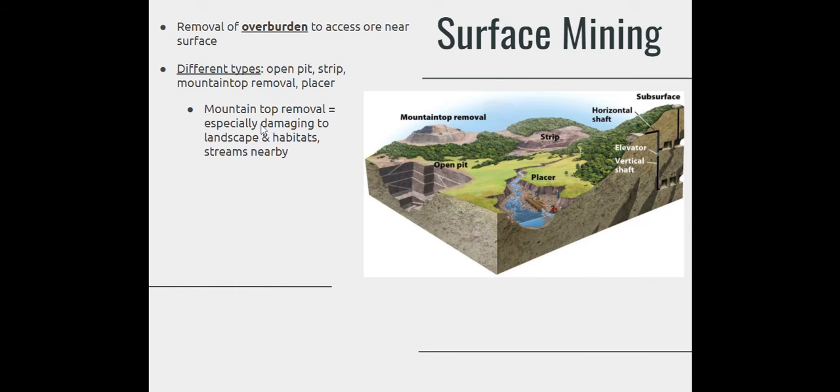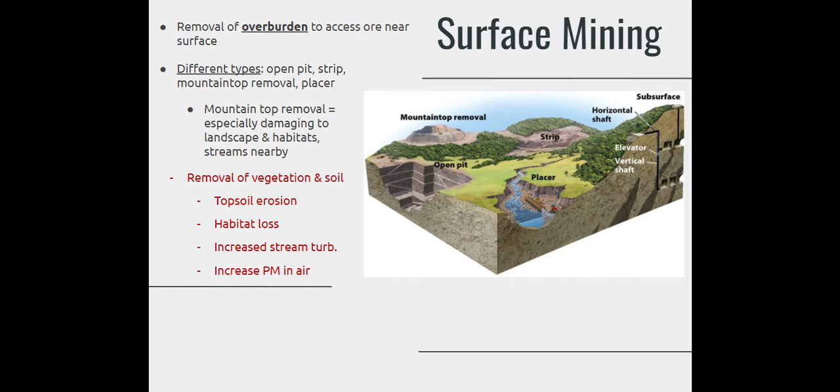Mountaintop removal is especially damaging because it removes all the landscape, all the habitats, all the streams nearby. It removes vegetation and topsoil. You have topsoil erosion, habitat loss, and a huge amount of stream turbidity because there's nothing holding the soil down. All the particulate matter in the air is bad enough working there, but your asthma gets worse.